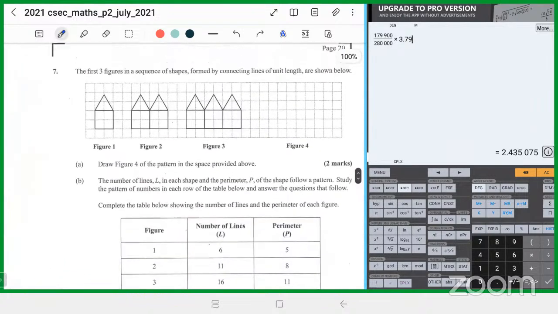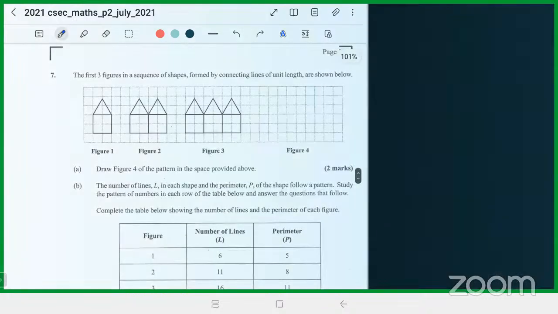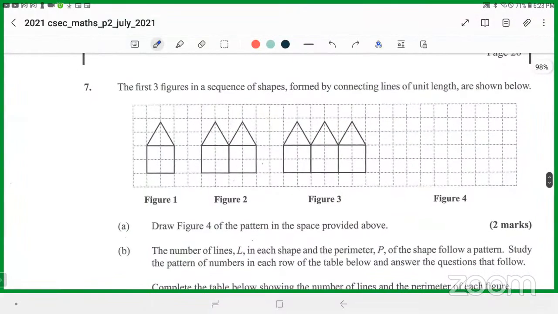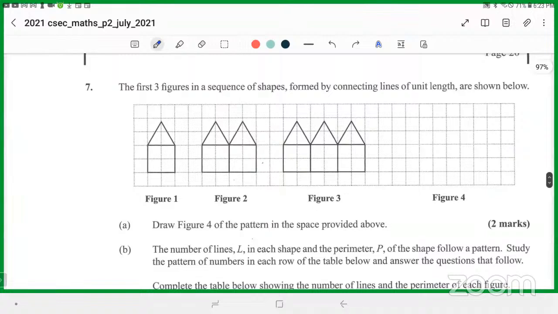Pattern question. Don't need a calculator right now. All right. This question says, the first 3 figures in a sequence of shapes formed by connecting lines of unit length are shown below. So clearly you can see that you have this house looking thing and I keep adding one on to each other, right? So to get the fourth shape, we need to add on one more house thing onto this.